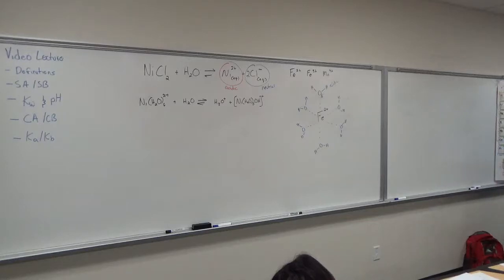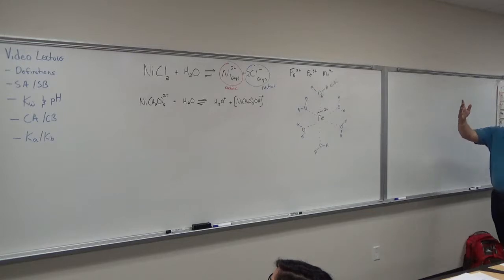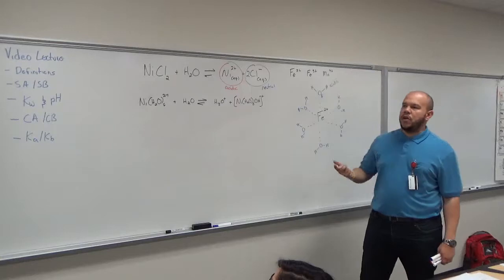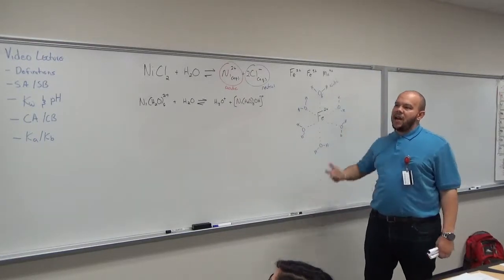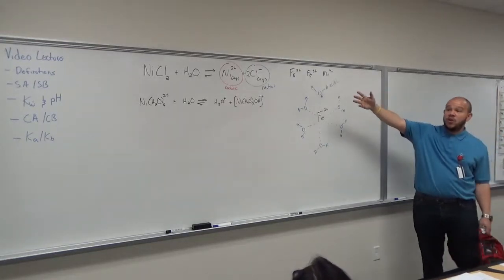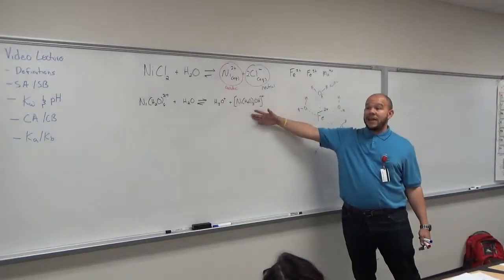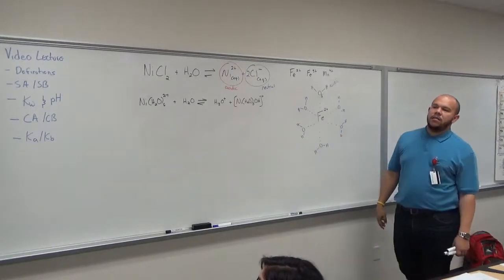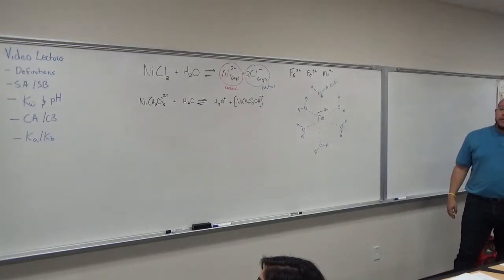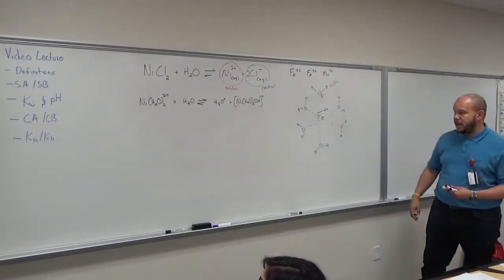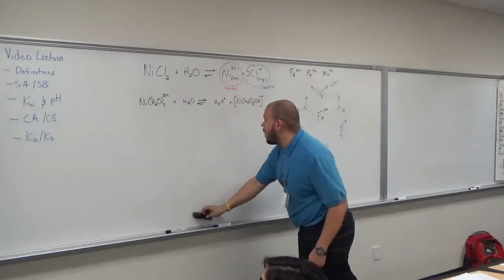Now, if you have a metal cation that is neutral and an anion of a strong acid, you're neutral. If you have a metal cation with an anion of a weak acid, you're basic. We showed that example. If you have a transition metal or a polyatomic cation with the anion of a strong acid, it's acidic. And if you have a metal cation and a polyatomic anion, then you have to compare Ka and Kb.